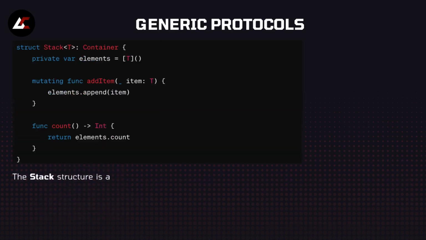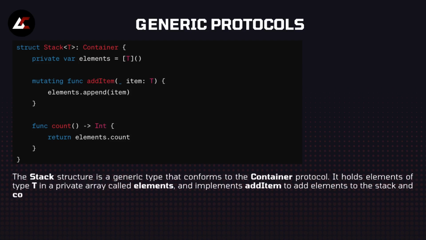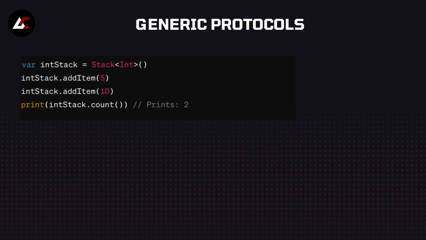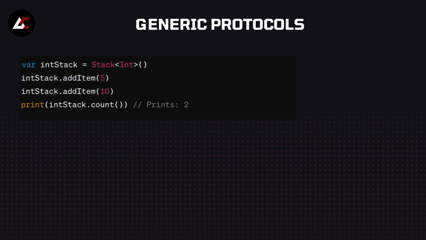In this example, the Stack structure is a generic type that conforms to the Container protocol. It holds elements of type T in a private array called elements, and implements addItem to add elements to the stack and count to return the number of elements. This code creates a stack of integers, adds two integers, 5 and 10, to it, and then prints the count of elements in the stack, which is 2.